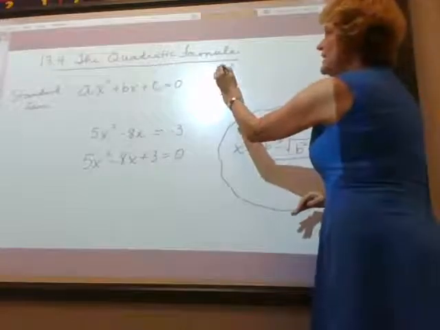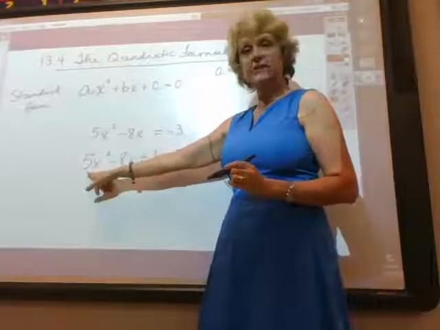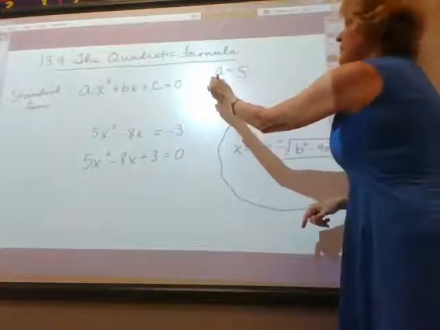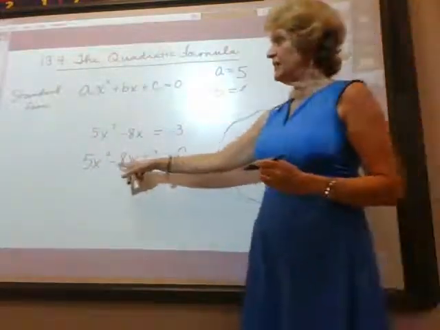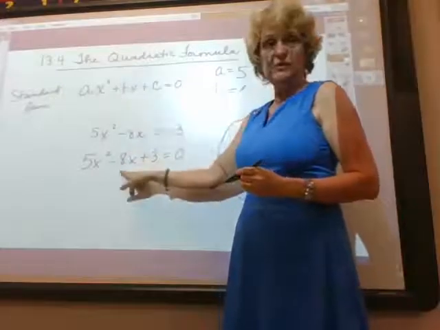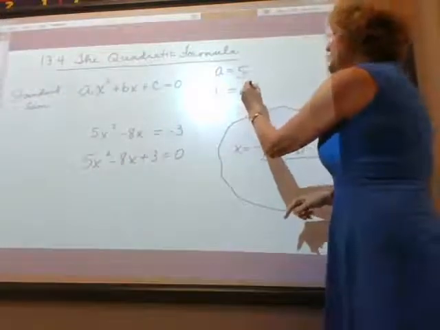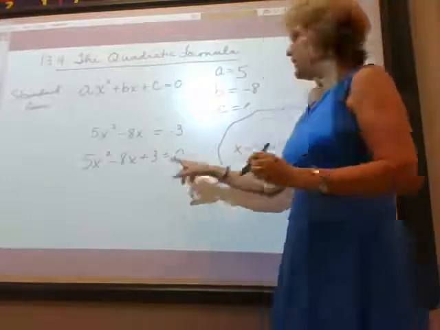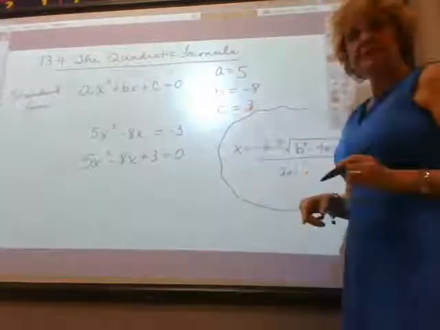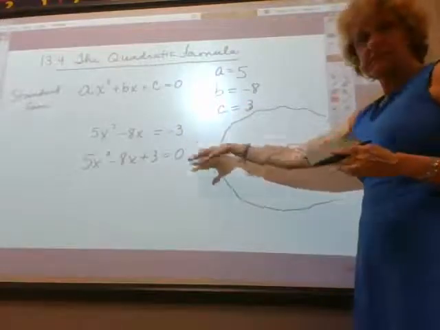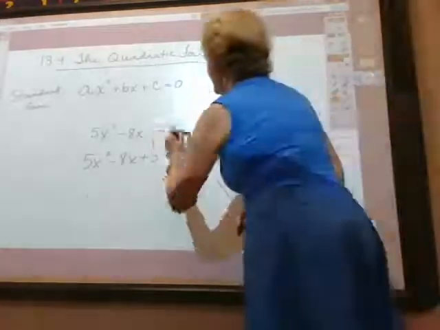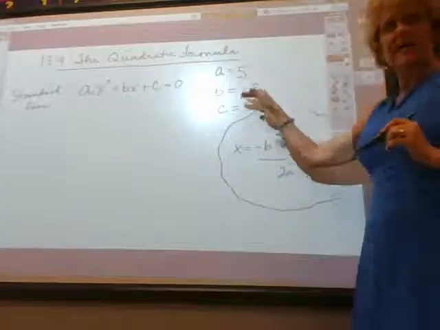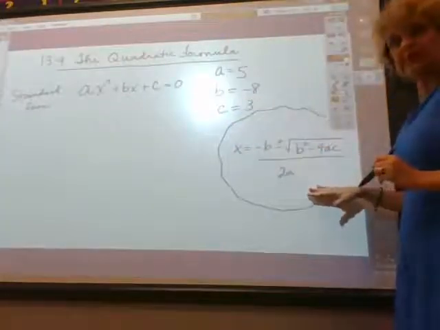The a in this case is what's in front of the x squared, so it's 5. The b is the thing in front of the x term. In this case, it's negative 8. And the c is 3. All right? So I have my a, b, and c. Now I'm going to need some room, so I'm going to go ahead and erase this. And I'm going to now plug these values into my quadratic formula.